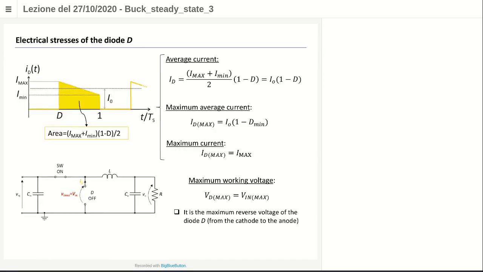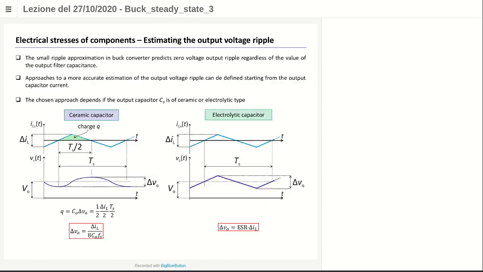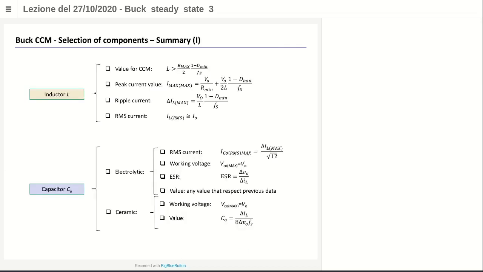Do you have questions about this discussion? Friday at 10 a.m., when you have the exercitation, you can use this consideration to design a buck converter. You can put numbers on it, and then you can exercise your knowledge about this.